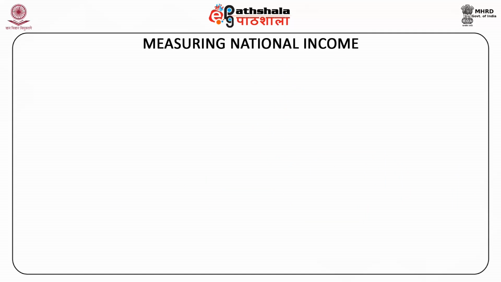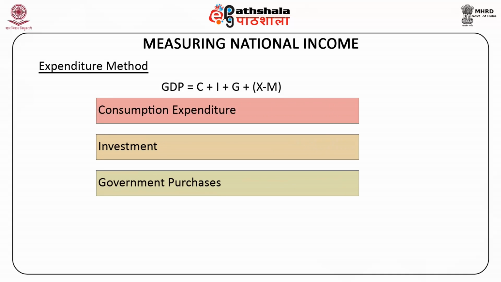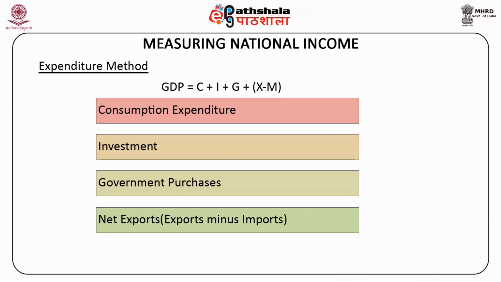Now, the second method of estimating GDP is the expenditure method. According to this method, GDP is computed as the sum of consumption expenditure, investment, government purchases of goods and services, and net exports. This can be expressed in the form of the equation GDP = C + I + G + X - M. Let us now understand the components of this equation.